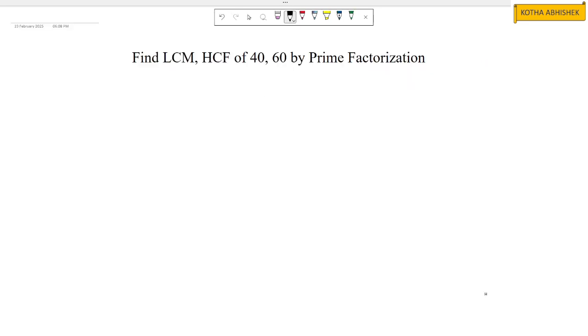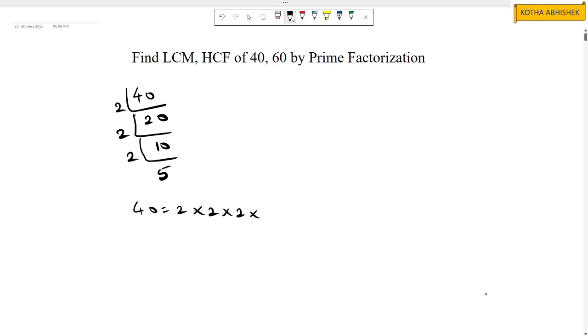And LCM and HCF of 40, 60 by prime factorization. First let us do the prime factorization of the given numbers. 40 comes in the 2 table, 2 times 20, again 20 comes in the 2 table, 2 tens are 20, 10 comes in the 2 table, 2 fives are 10. Now 5 itself is a prime number, so we can stop the process here. So 40 equals 2 into 2 into 2 into 5.